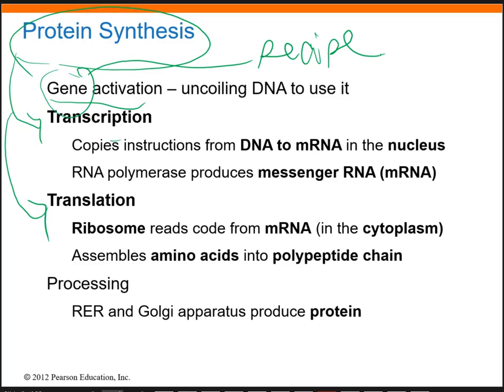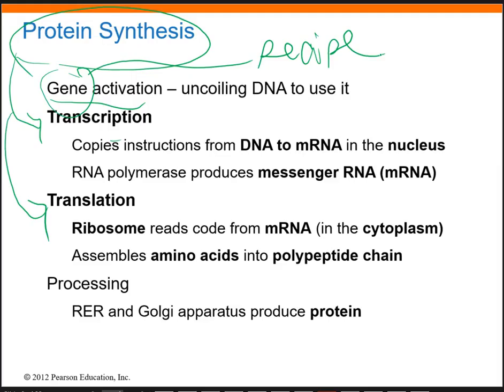So you've got to flip through the cookbook and get to the right page, right? So go through the DNA and get to the right gene, and then you uncoil that section of DNA so that you can use it, right? That's gene activation. Essentially flipping through the cookbook and finding the correct recipe, getting that recipe out.